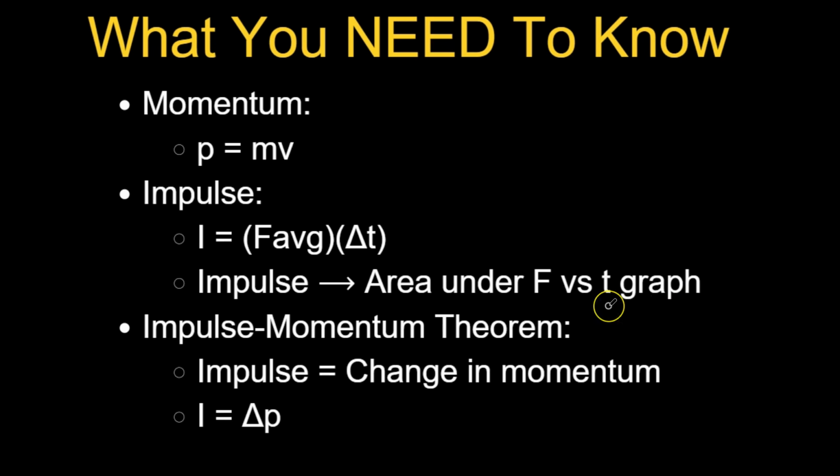For more complicated shapes, you would need some calculus, but for AP Physics 1, you won't get any problems that would require that. Next, we're going to link impulse and momentum through what's called the impulse-momentum theorem, and this just states that the impulse is equal to the change in momentum. The symbol for impulse is either going to be capital I or capital J in some textbooks, and we can rewrite this as I equals delta P or capital J equals delta P.